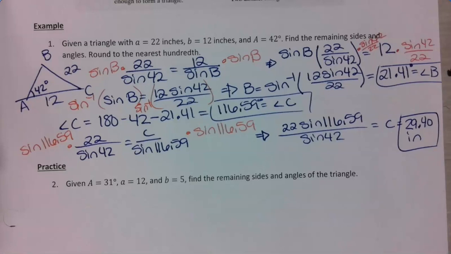It's basically what we did yesterday, except the very first step when we find our other angle, we have to use inverse sine. So the last two parts are like yesterday. The first step is just different. Questions on number 1.